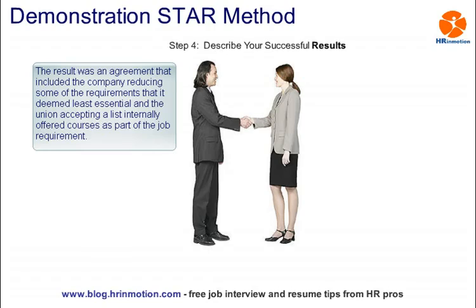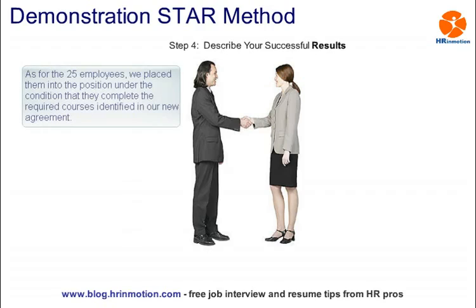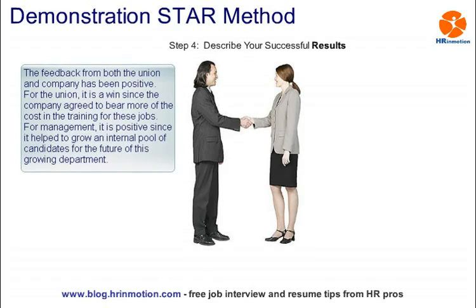The result was an agreement that included the company reducing some of the requirements that it deemed least essential, and the union accepting a list of internally offered courses as a part of the job requirement. As for the 25 employees, we placed them into the position under the condition that they complete the required courses identified in our new agreement. The feedback from both the union and company has been positive.